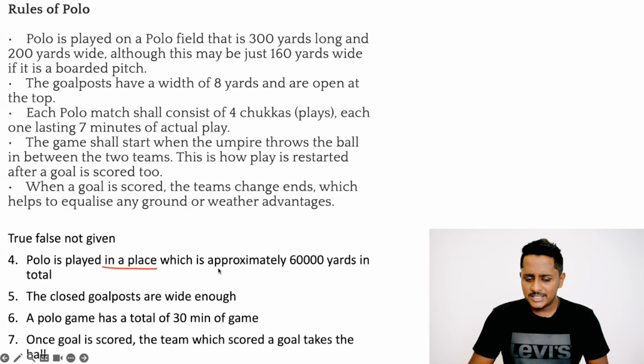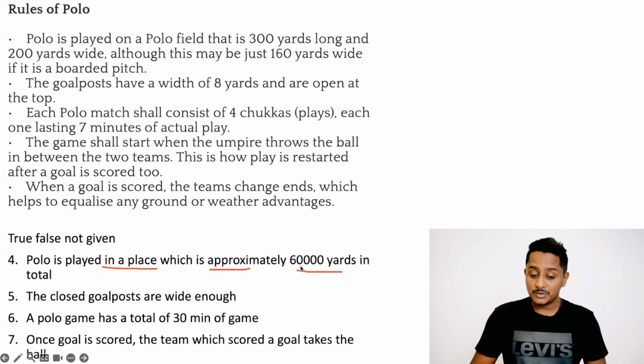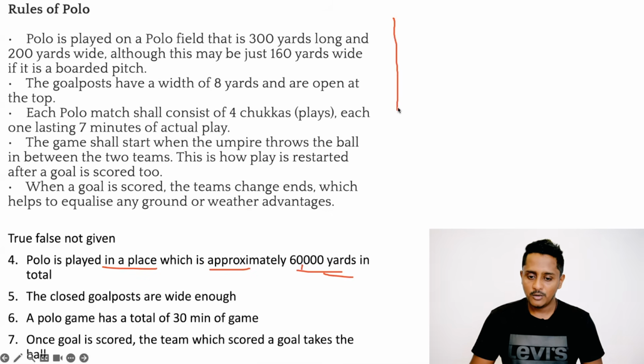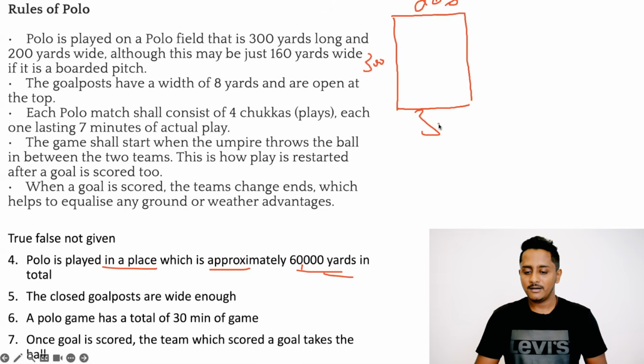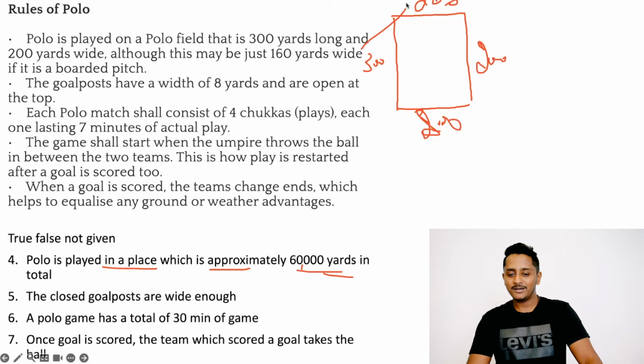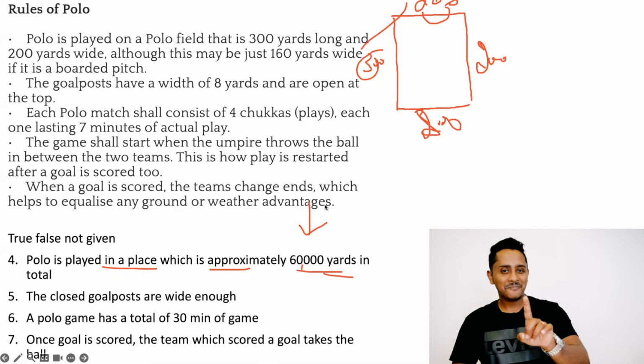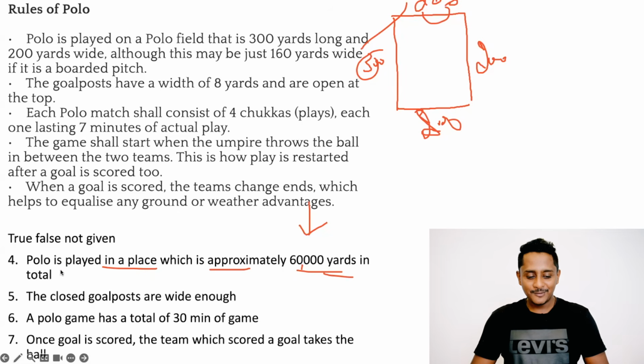Polo is played in a place which is approximately 60,000 yards in total. Here is a field that is 300 yards long, 200 yards wide. In total, 300 into 200, 3 2s are 6, so 60,000 yards. That is true. Be very careful, this is going to be true.